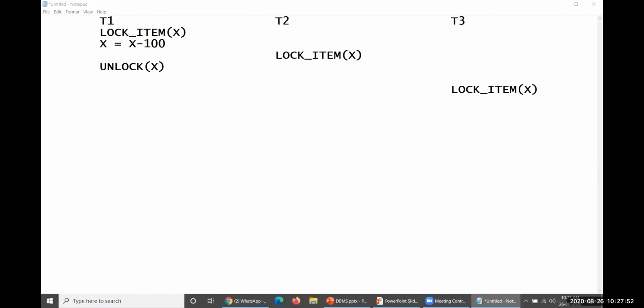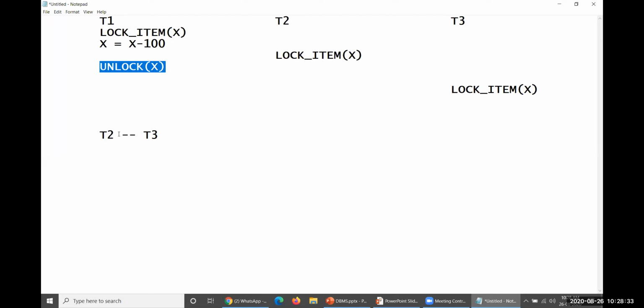When unlock is operated, there are 2 more transactions aspiring for the same item X. So transaction T2 is ready to accept X, and transaction T3 is also ready to accept this particular item X for doing some kind of operations, DML operations. So as soon as they have been acquired in the ready queue, transaction T2 will be there, followed by transaction T3. After transaction T1 has operated this unlock.